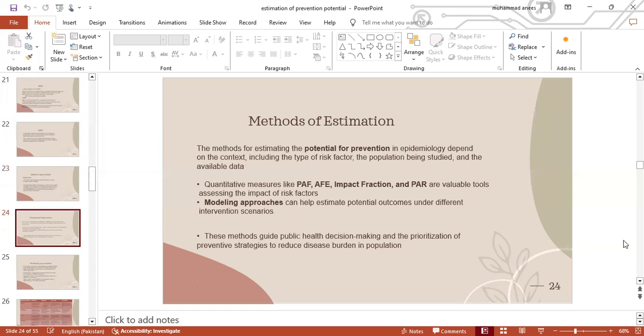Now, what are certain methods that are used in estimation of the potential for prevention? The methods used for estimating the potential for prevention in epidemiology depend on the context, including the type of risk factor, the population being studied, and the available data. Quantitative measures like population attributable risk and impact fraction are valuable tools in assessing the impact of risk factors. Modeling approaches can also help estimate potential outcomes under different intervention scenarios. So these methods guide public health decision-making and prioritization of prevention strategies to reduce the disease burden in the population.